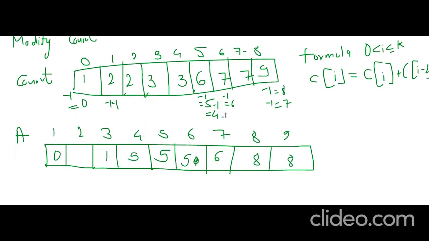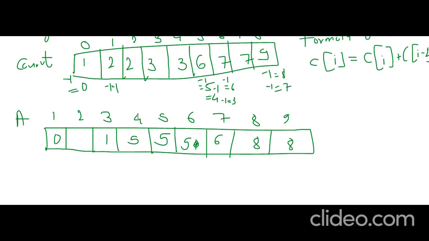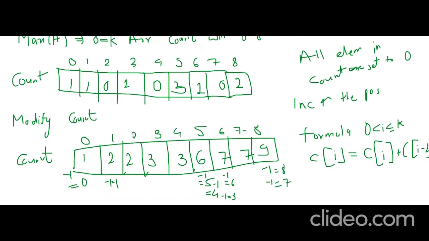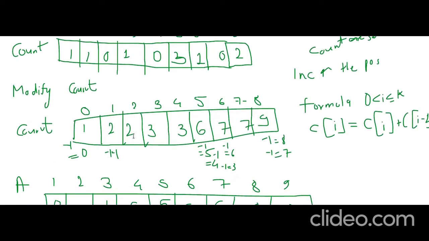Now 5 will be added at 4th position, and again the count array will be modified, and then 3 will be added at the 3rd position. Here I have made a mistake by adding 1 at 3rd position, but 1 will be added at 2nd position and 3 will be added at 3rd position.